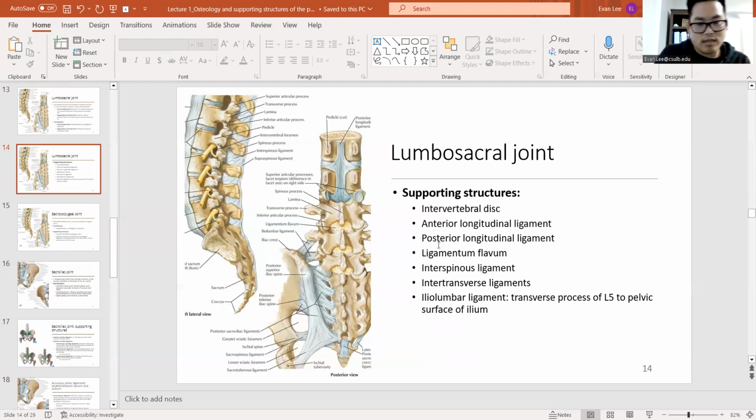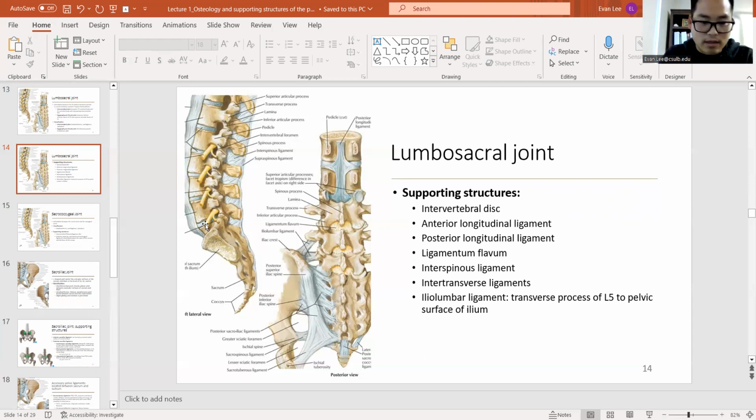So once again, I actually talked about this before, but you have the intervertebral disc right over here. This is where you're going to have the fibrocartilage that is going to be between the vertebral body and then the promontory of the sacrum. So that's kind of like the top of the sacrum. That's where those two will be able to connect with two very flat surfaces.